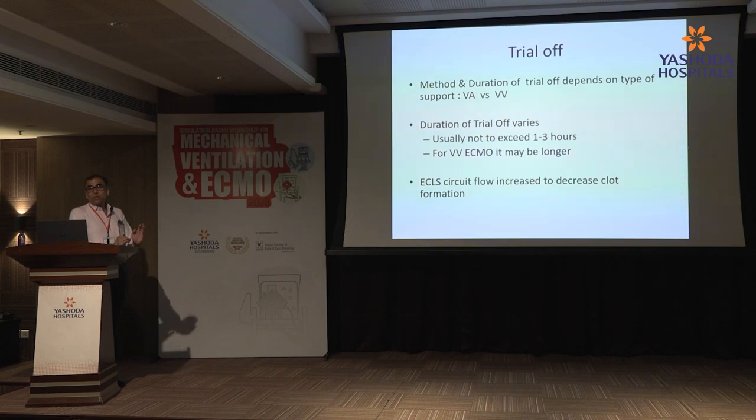So once we have done the successful weaning and our patient is tolerating the weaning from ECMO, it's time to trial off. The method and duration depend on whether we are doing a trial off for VA ECMO or VV ECMO. VA ECMO trial off is usually for 2 to 3 hours, not more than that. VV ECMO trial off can go for a longer time because you don't reduce the flow, you just switch off the gas flow, so the blood is flowing in the circuit and there's no risk of clotting.